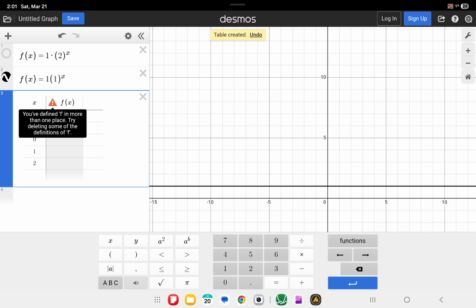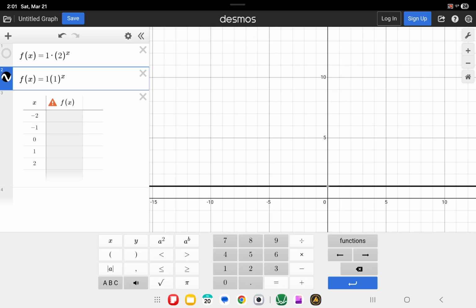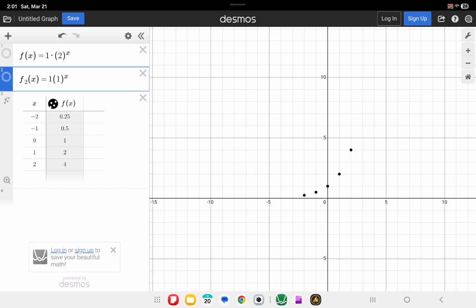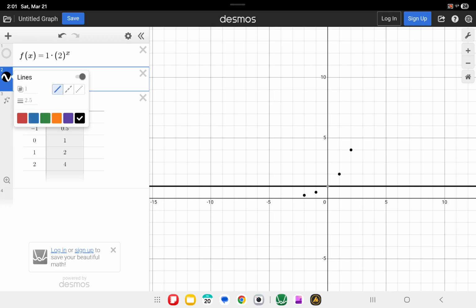Okay, I'm going to make this f of 2. As you can see, it's just a lovely straight line. It is not going anywhere. It's not going up. It's not going down. I can even change this color so that we can see that there's no growth. That's what it means by stasis.